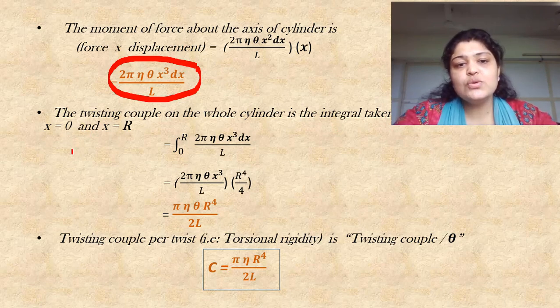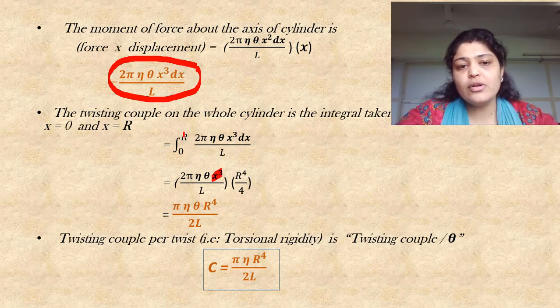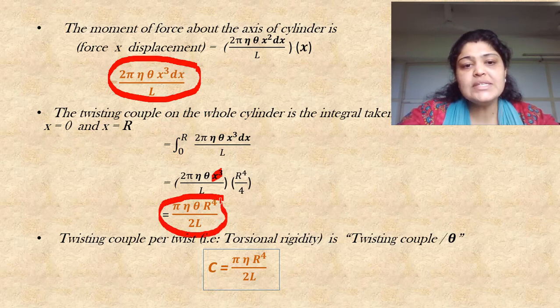So the twisting couple on the whole cylinder will be the integral taken over radius 0 to r. So integration 0 to r of 2 pi eta theta x cube dx upon L, where 2 pi eta theta upon L is a constant term, and integration of x cube will be x raised to 4 upon 4. By substituting the limits, I get r raised to 4 upon 4. 2 here, 4 here, so it gets cancelled, and we get pi eta theta r raised to 4 upon 2L. So this is the equation of twisting couple on the whole cylinder.